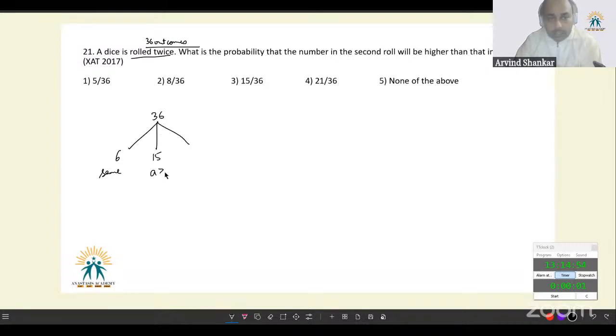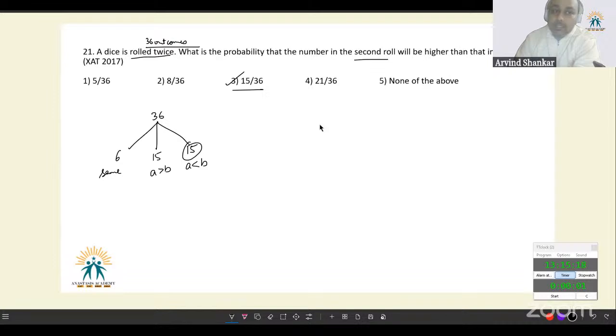15 में A is greater than B, first number is greater than B, और remaining 15 में A is less than B. So, what is the probability that the number in the second roll will be higher than that in the first? After I've removed the 6 cases where both the numbers are identical, सीधा half कर देना था, and you get your answer. Now, let's say this line of thought is not very natural to us.